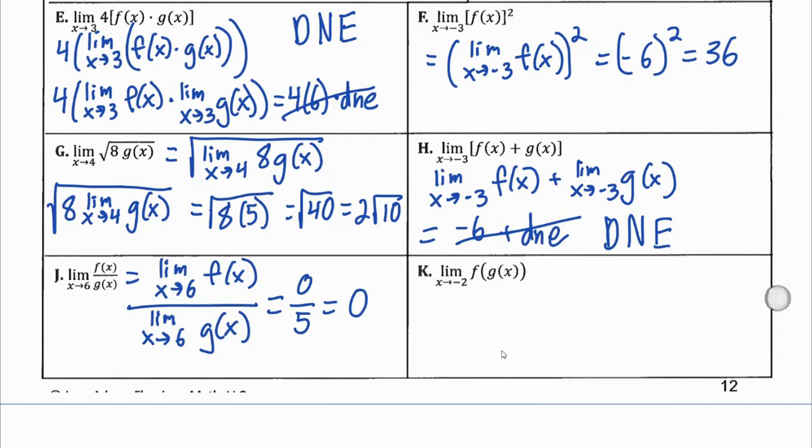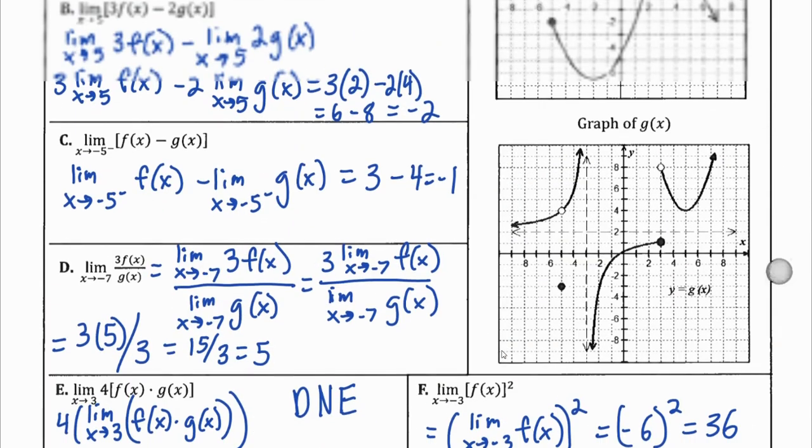All right, and then our last one. So again, our limit properties tell us, okay, this is a composition. So if I'm taking the limit as x approaches negative 2 of f of g of x, then I can do f of the limit as x approaches negative 2 of g of x. So we're going to start from the inside working outwards. So we're going to find the limit as x approaches negative 2 of g of x.